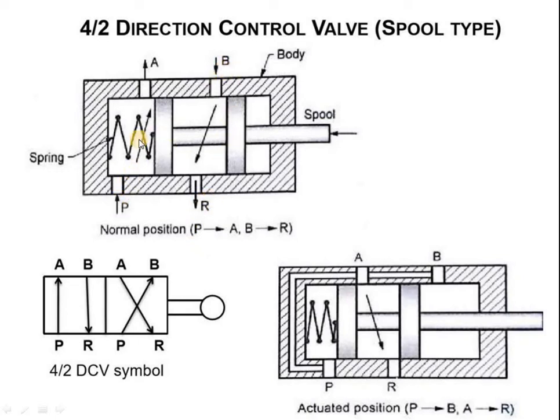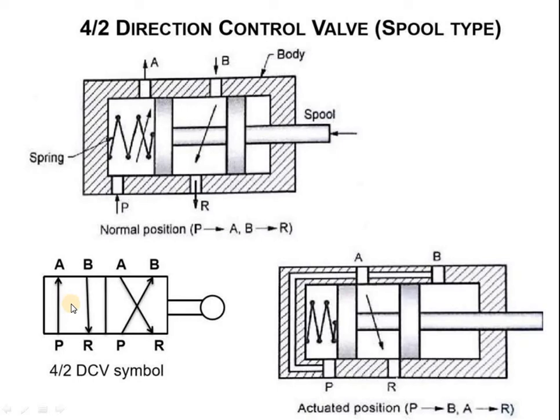Here I am just explaining the first position. In the first position, the pressure port is connected with A, and the working port B is connected with the return port. The pressure port is connected because it is uncovered by the spool. That's why the pressure air flows from the pressure port to working port A. At the same time, the non-pressure fluid in the actuator returns from working port B to the return port. So pressure air goes from P to A and non-pressure air comes from B to R. That is the first position.